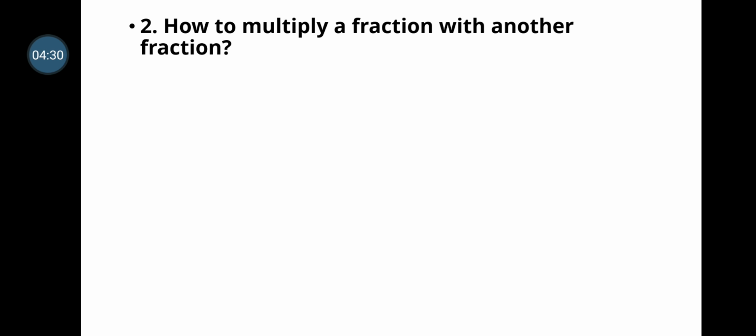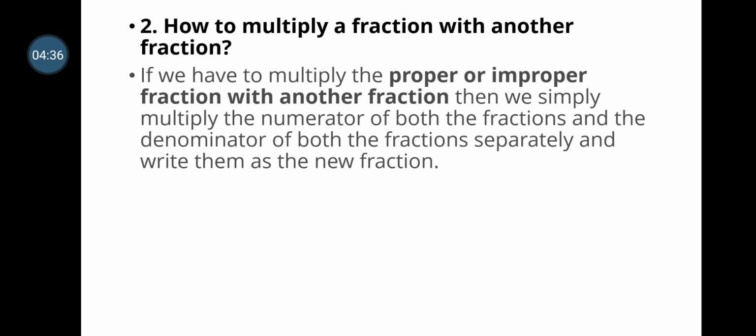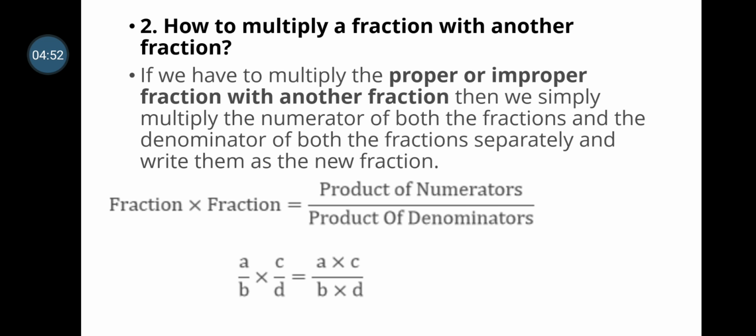Next, how to multiply a fraction with another fraction. If we have to multiply the proper or improper fraction with another fraction, then we multiply the numerator of both the fractions and the denominator of both the fractions separately and write them as new fraction. So both the numerators of those fractions should be multiplied and written in the numerator, and again the denominators should be multiplied and written in the denominator.